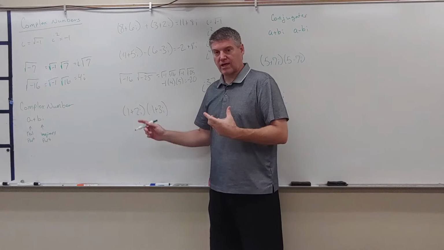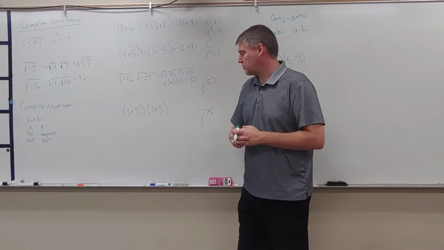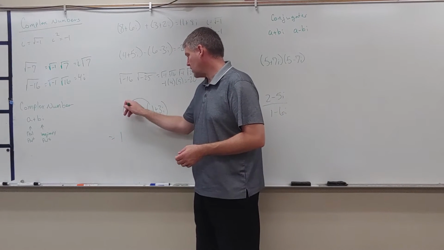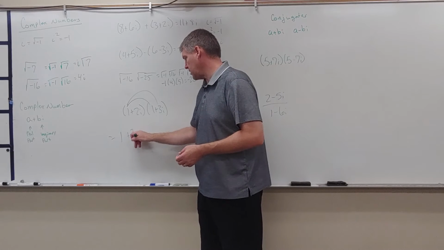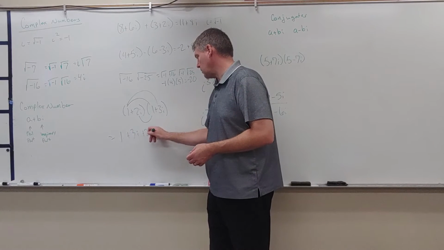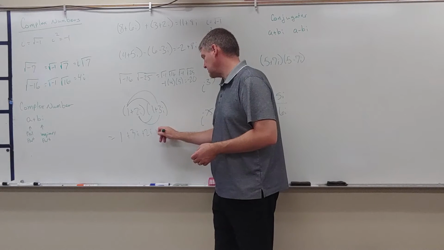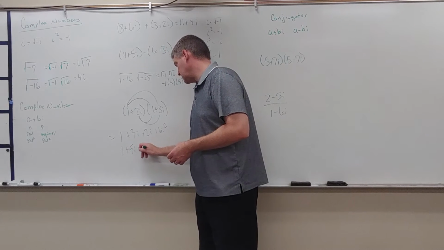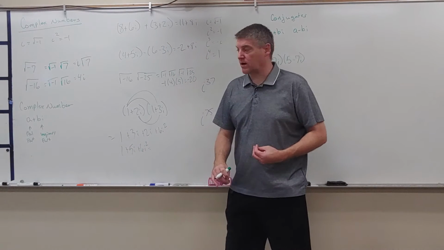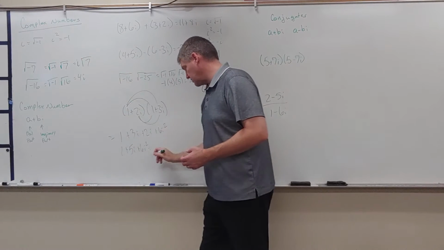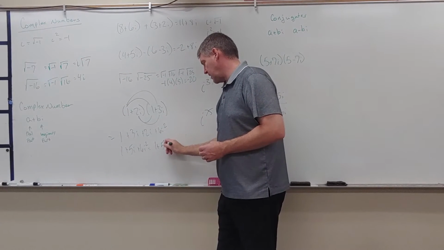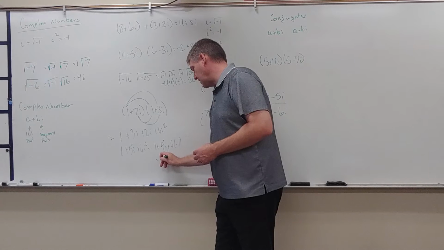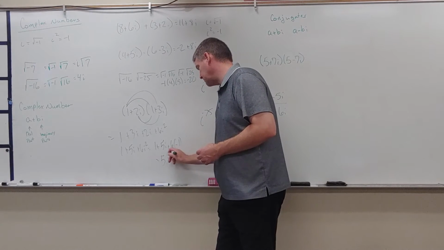The last one is we're going to kind of talk about double distribute or FOIL. So what I'm going to do is I'm going to go 1 times 1 is 1. 1 times 3i is 3i. 2i times 1 is 2i. And then 2i times 3i is 6i squared. And I have 1 plus 5i plus 6i squared. Well, what is i squared? i squared, if you remember, was -1. So this becomes 1 plus 5i plus 6 times -1. So this is going to give me -5 plus 5i.